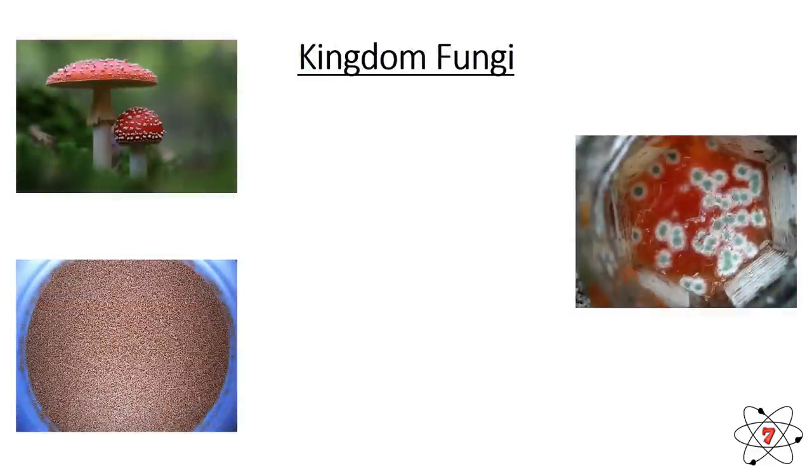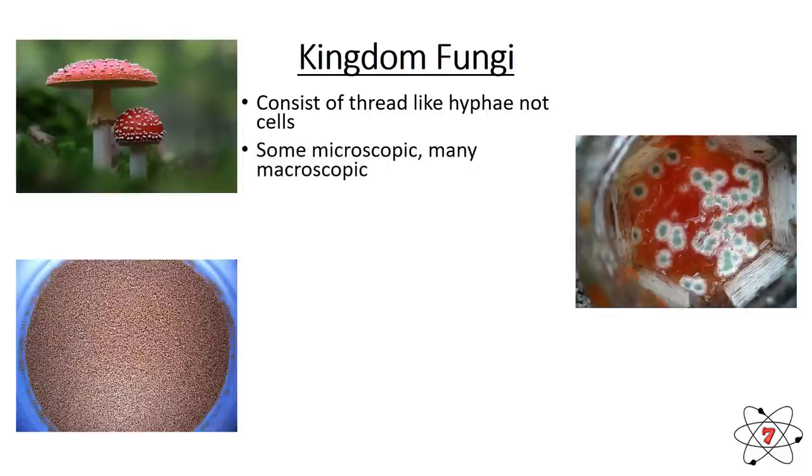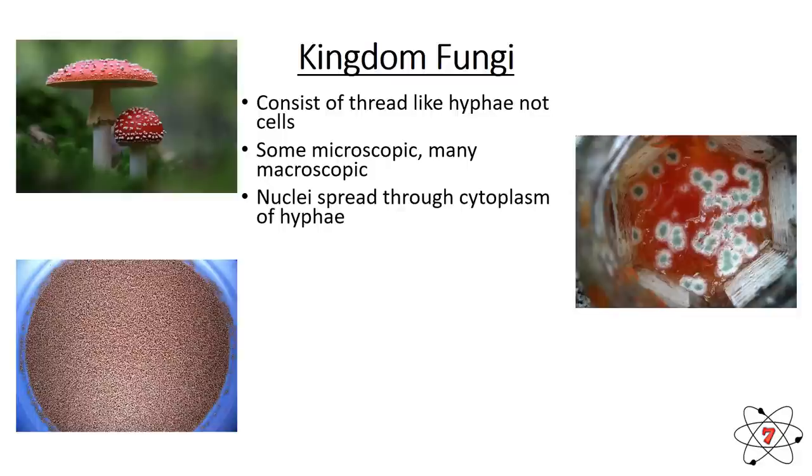The next kingdom we need to look at is the kingdom of fungi. These might look very similar to plants, but in actual fact, they're very, very different. The first big difference is that they don't contain cells. They contain thread-like hyphae. Fungi are sometimes microscopic, quite small, sometimes macroscopic, quite large. We can see macroscopic things with our eyes. Another big difference between plants and fungi is that fungi do not have their genetic material in a nucleus. It's spread out throughout the cytoplasm of their hyphae.